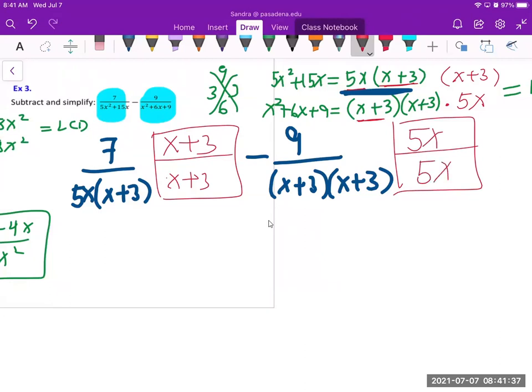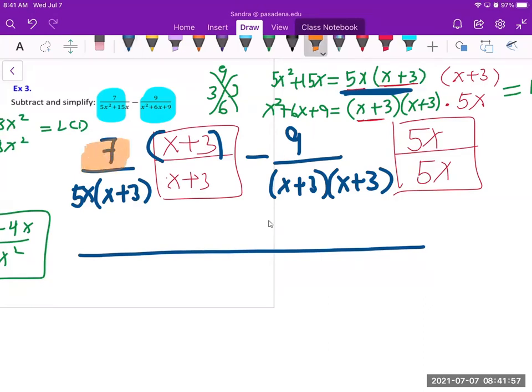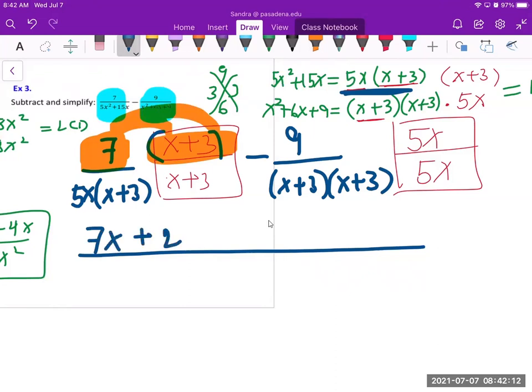Okay, now I'm going to multiply across. When I multiply, you can see that I'm going to distribute. So think of it as having one huge numerator and ignoring the denominator for a little bit. Let me use a different color. I'm going to multiply 7 times x plus 3. There's going to be 7 times x, that will give me 7x, and 7 times 3, that will give me 21. So this is 7x plus 21.